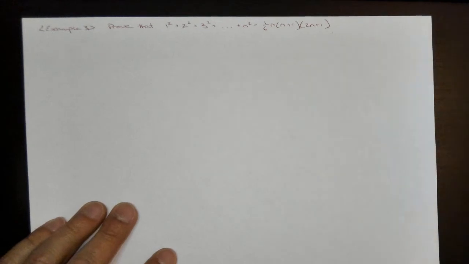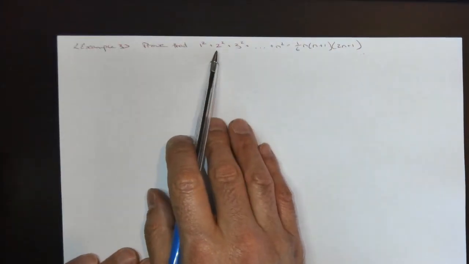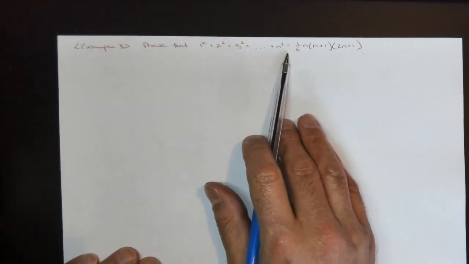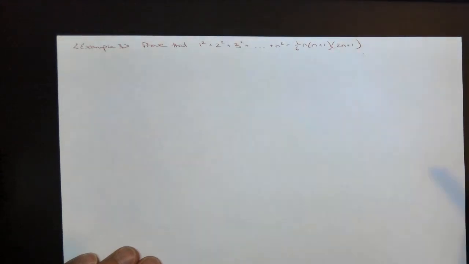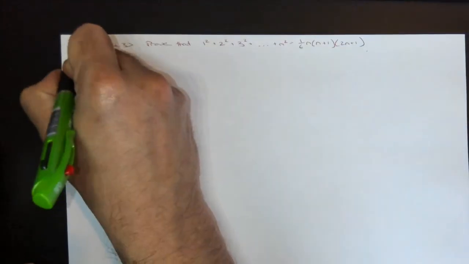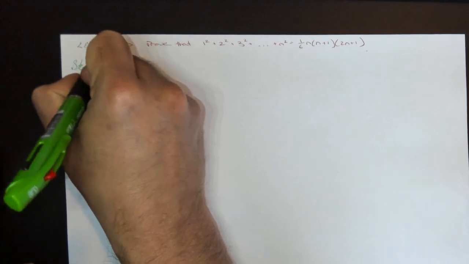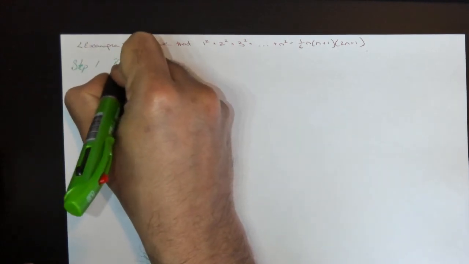Okay, third and last proof. We want to prove that 1 squared plus 2 squared plus 3 squared, all the way up to n squared, is equal to this. So step 1, the base case.